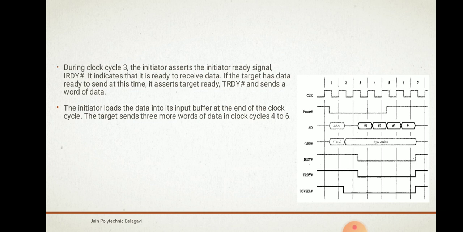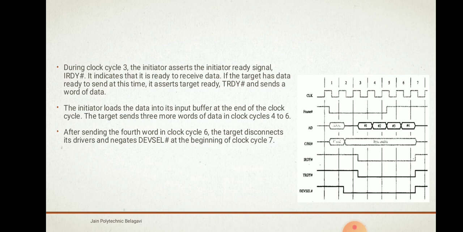Now the initiator loads the data into the input buffer at the end of the clock. So at the end of the third clock, it loads the data into the input buffer. The target sends 3 more words of data in clock cycles 4 to 6.